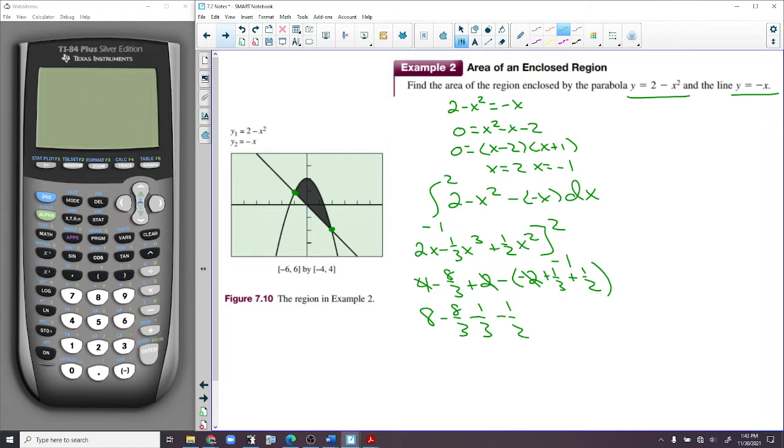Oh boy, 6. 48 minus 16 minus 2 minus 3. 32 minus 2 is 30. I'm getting 27/6. 27/6 are 9 halves, right? Divide by 3. I got 9 halves. I expect to be able to do that, the integral part. So if I do some calculation errors, forgive me, but that's what I've been getting all day. So I'm pretty sure that's right.